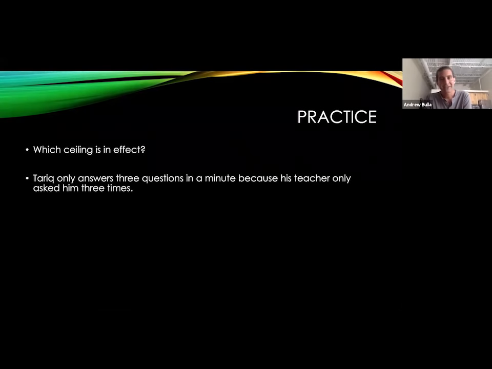So let's practice again. So as you can tell, it's an interactive virtual presentation where typically there's a lot more social aspect here. But I want you to tell me which ceiling is in effect given the scenario. Tariq only answers 3 questions in a minute because his teacher only asked him 3 times. Yep, and that's a teacher-imposed ceiling. So the teacher only provided him with 3 opportunities to respond. Thus, he only responded 3 times in that period.